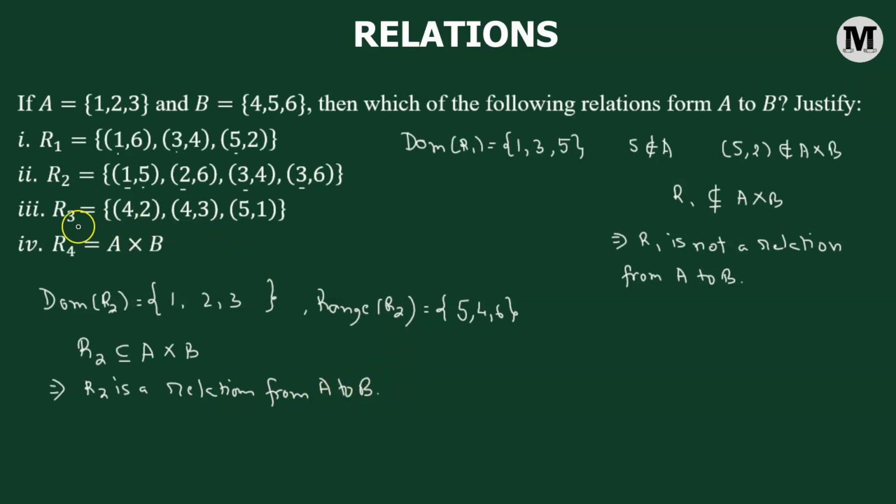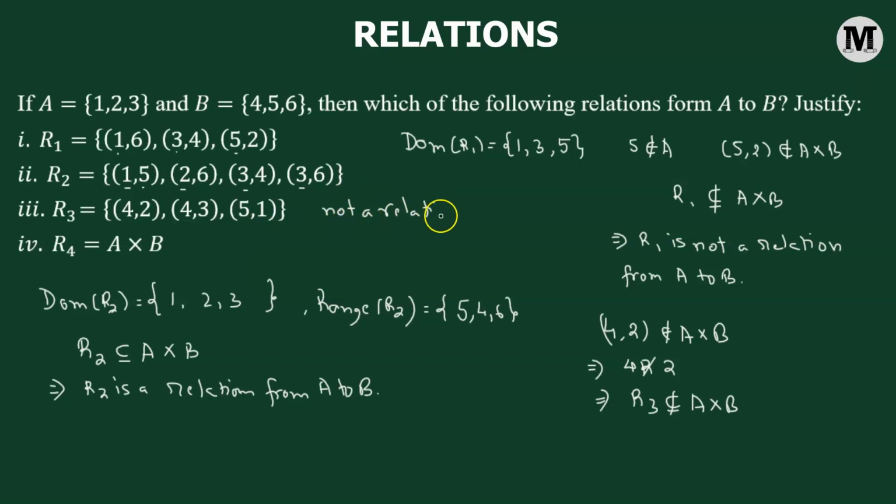Okay, next we come to R3. R3 has the ordered pairs (4, 2), (4, 3), and (5, 1). Clearly, (4, 2) does not belong to the Cartesian product of A and B, which implies that we do not have a relation between 4 and 2, the ordered pair (4, 2). This simply means that R3 is not a subset of the Cartesian product of A and B. So here R3 is not a relation.